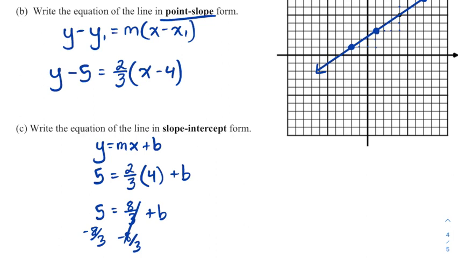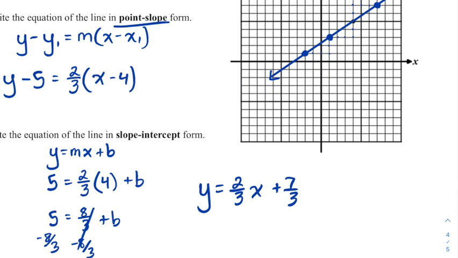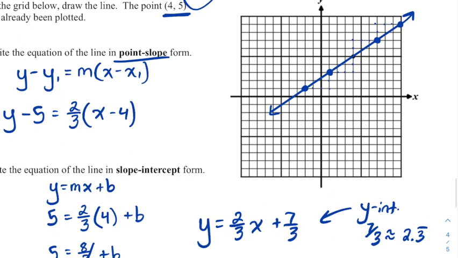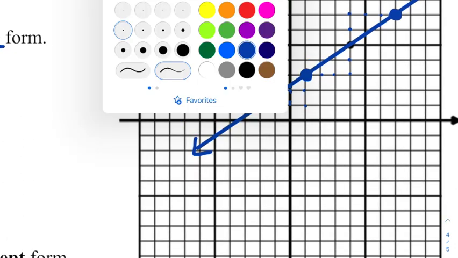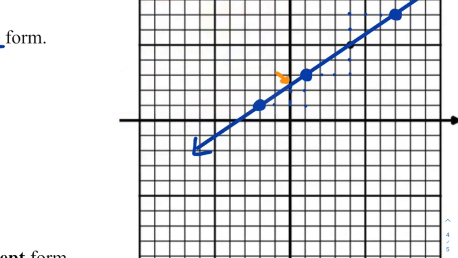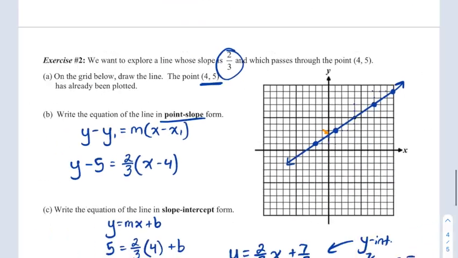We can make it a fraction. So that's going to be 7/3 equals b. Putting it all together, y equals, the slope was 2/3, so 2/3 x plus 7/3. Let's see if this makes sense. The y-intercept is 7/3, which is approximately 2.3 repeating. So if I take a look, 2 and a little bit, yeah, I could see the y-intercept is pretty close to 2.3 repeating. So it looks like that makes sense.